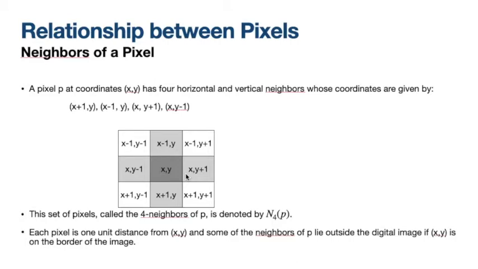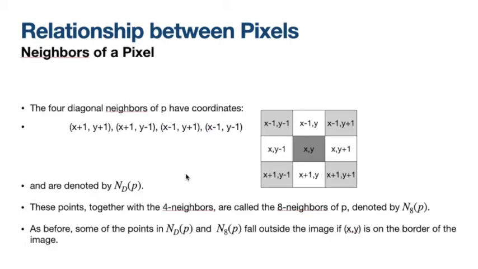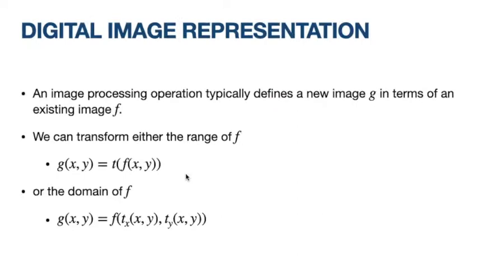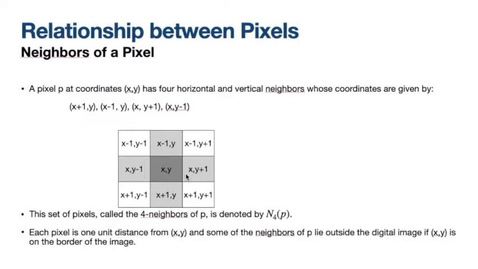So first one is neighbors of a pixel. Neighbors of a pixel can be 4 neighbors of P, or 8 neighbors of P, or diagonal neighbors of P. Okay, so 4 neighbors of P. 4 neighbors of P means a pixel P at coordinates x y has 4 horizontal and vertical neighbors, that is 2 horizontal and 2 vertical neighbors whose coordinates are given by x plus 1 y, x minus 1 y, x y plus 1, x y minus 1.